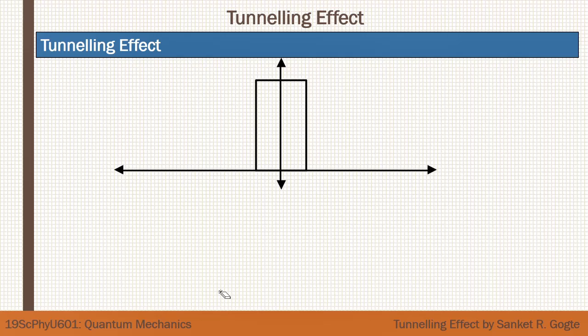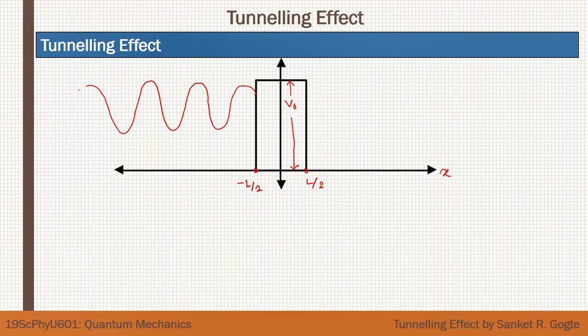I'll again summarize. This is minus L by 2 where we have the first boundary, then this is plus L by 2 where we have the second boundary. This height is V0, and what we have now in the tunneling effect is the incoming particle which is traveling from left to right as in the previous case. And here, I'll draw only the incident wave. So we have an incident wave like this, where the wavelength is decided by the angular wave number k.